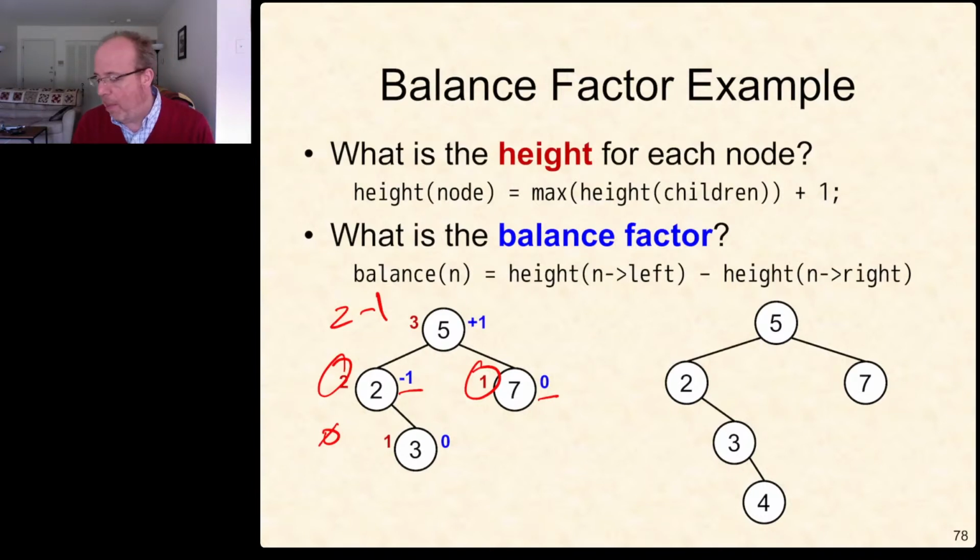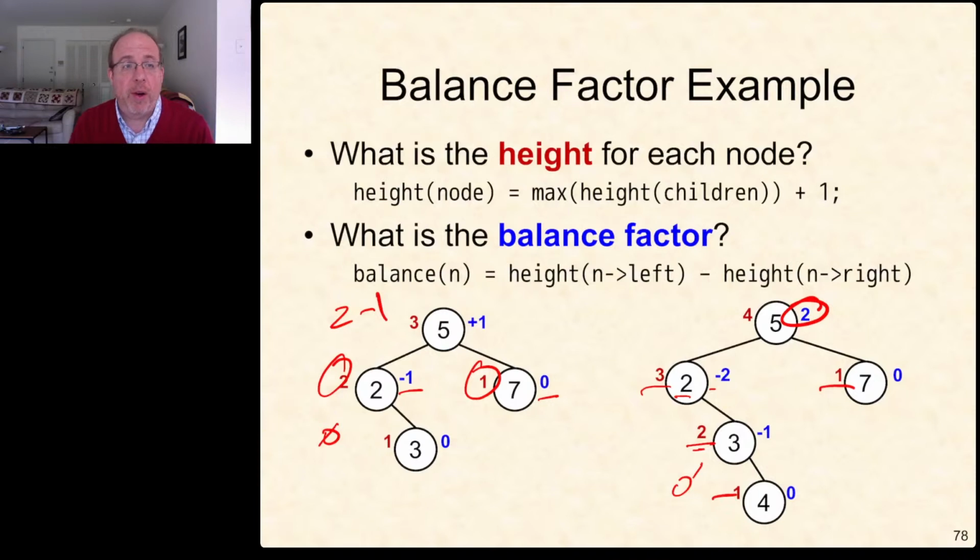Okay. Do the same thing for the tree on the right-hand side. I'm going to go a little faster. The leaves are always height 1 because their children are 0 on each side. 3's height is 2. 2's height is 3. 5 is the max of 3 and 1, plus 1, which is 4. And now the balance factors at each node. The balance factors of leaves are always 0. The balance factor of 3 is 0 minus 1, negative 1. The balance factor at node 2 is 0 minus 2, which is negative 2. And the balance factor at the root is 3 minus 1, which is 2.